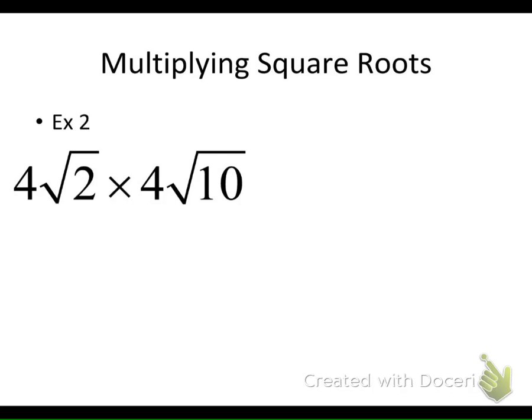Can you factor this radicand? No, it's a prime number. Can you factor this radicand? Yes. So what 2 numbers can you multiply together to get 10? 2 and 5. These are both prime, so I circle them.